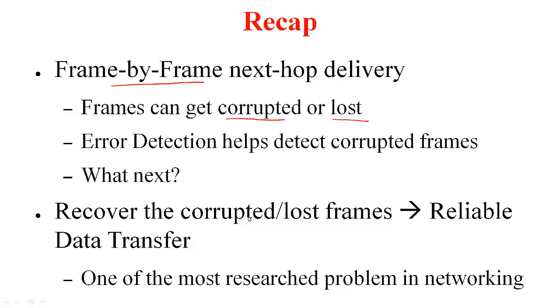Naturally, when frames are corrupted or lost, a lot of applications don't like it. So you want to provide reliable data transfer. The job of this reliable data transfer protocol is to recover from these corrupted or lost frames. And this is one of the most researched problems in networking. Reliability as such is handled both at the link layer as well as the transport layer. Providing reliability at the link layer is a lot simpler than at the transport layer. So at the link layer, we will develop the framework for providing reliable data transfer and we will extend it as part of the transport layer.